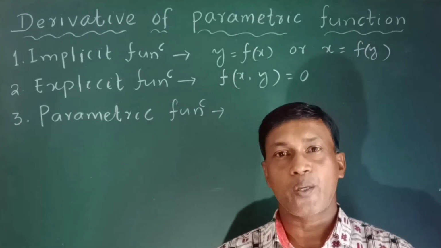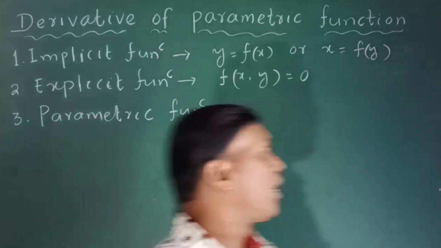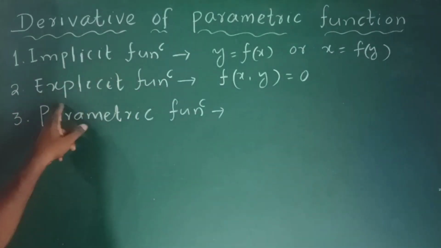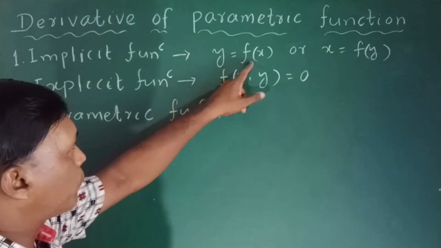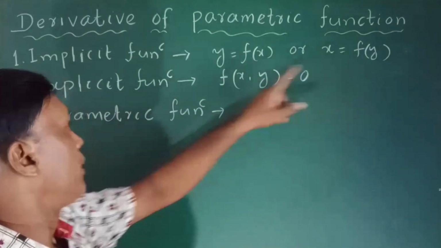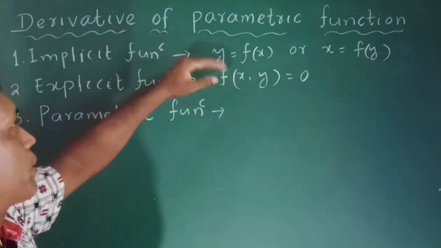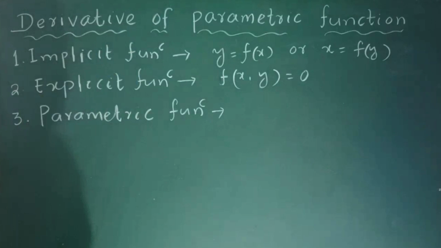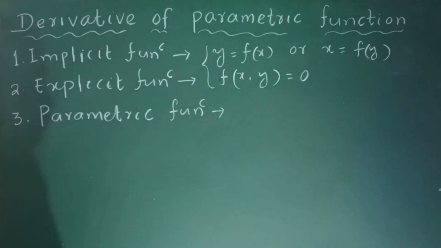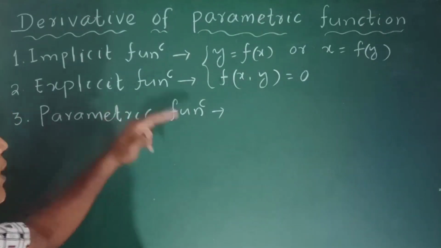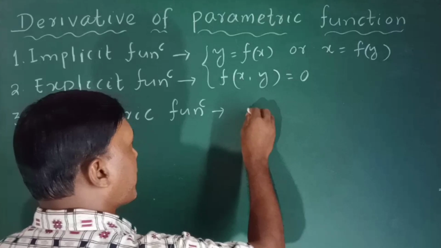When x and y two variables are directly related, then it forms either an implicit function or an explicit function. Implicit function is of the form y is equal to f of x or x is equal to f of y. Explicit function is f of x, y is equal to 0. We have already discussed details in implicit function, but here in these two cases x and y are directly related, while in many cases x and y are not directly related. What happens? Look at here, I am giving one example.